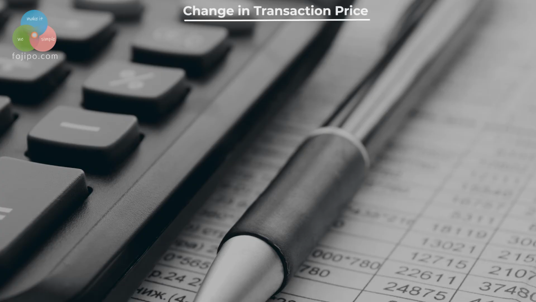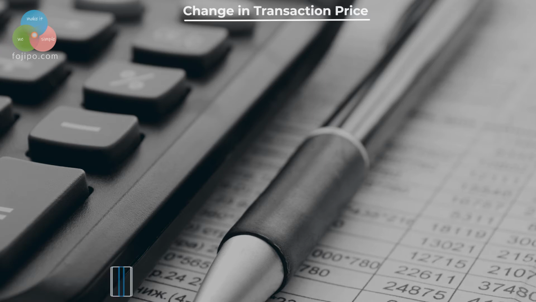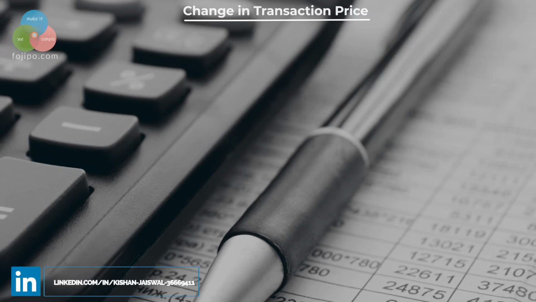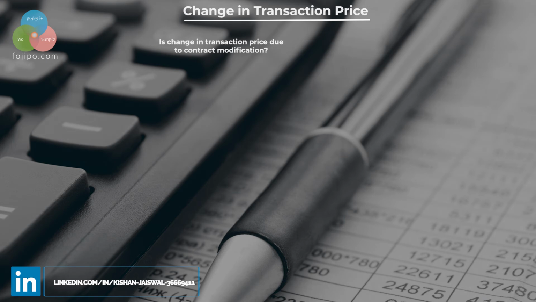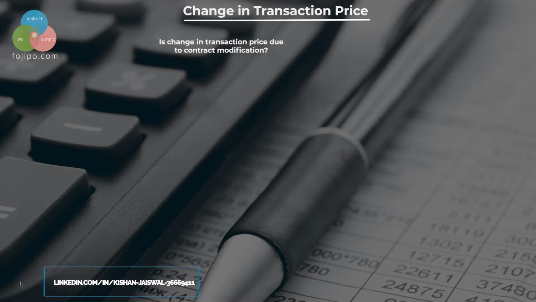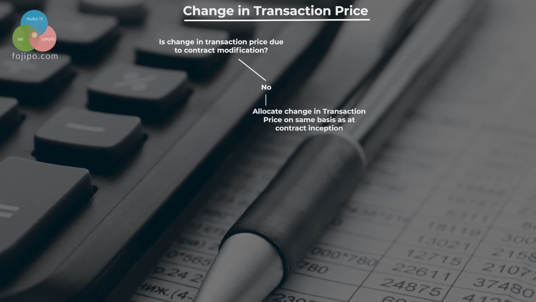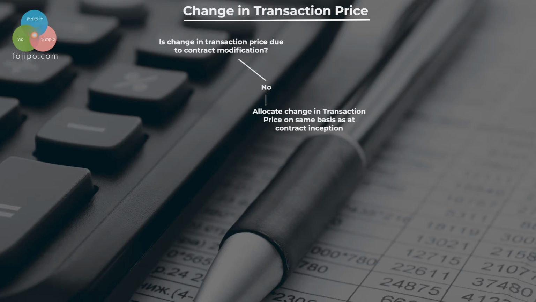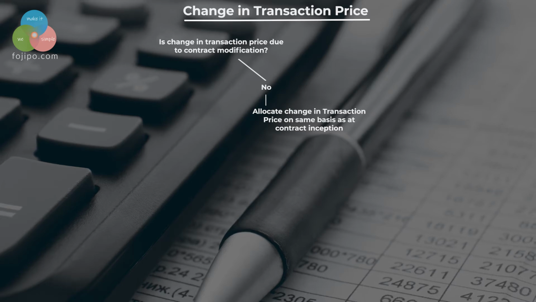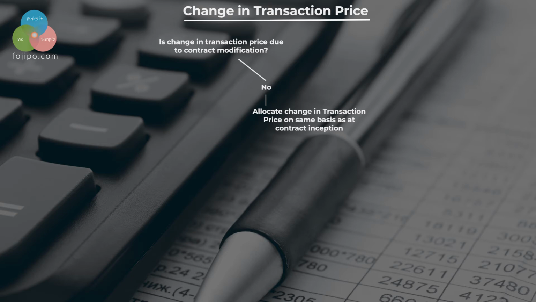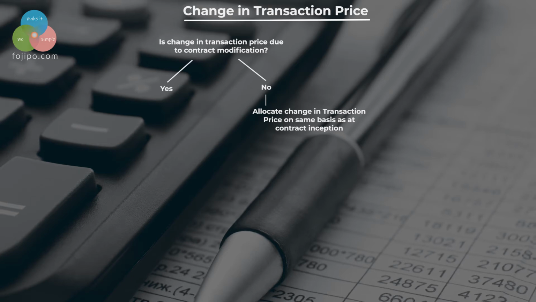Change in transaction price. A change in transaction price could be the result of a contract modification or otherwise. If the change in transaction price is due to a contract modification, then more evaluation will be needed. So, you should first evaluate whether the change in transaction price is due to contract modification or not. Let's first look at what if the answer is no. This can happen, for example, when uncertainty with respect to variable consideration has been resolved. In this case, you should allocate the change in transaction price on the same basis as you did at the contract inception.